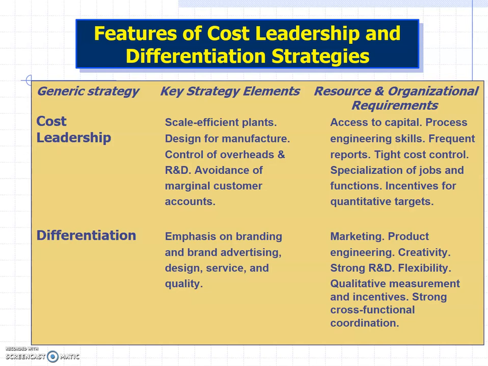And instead of process engineering skills, that is, instead of in a cost leadership where we said try to streamline the process, make the process more efficient, here we're trying to make the innovative products. So it's all about product engineering and creativity, high investments in research and development, right? Strong product R&D, flexibility, and more about qualitative measurement and incentives, strong cross-functional coordination.